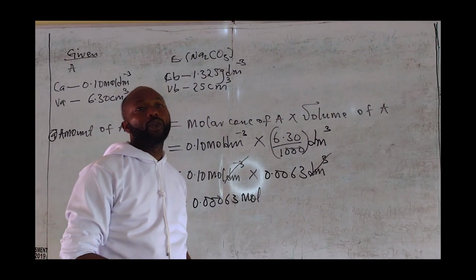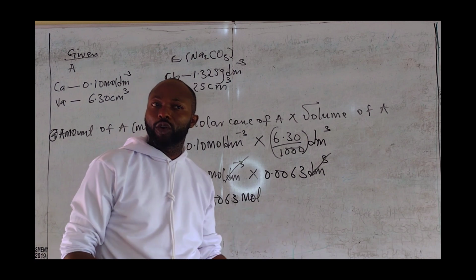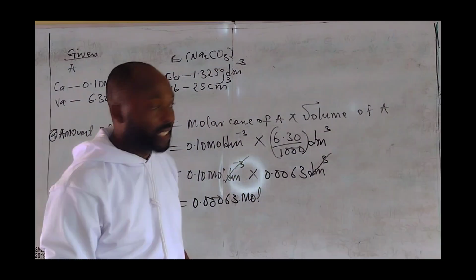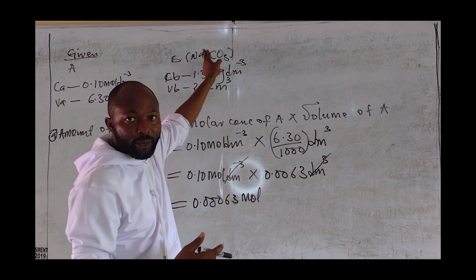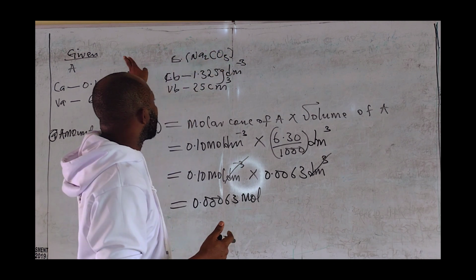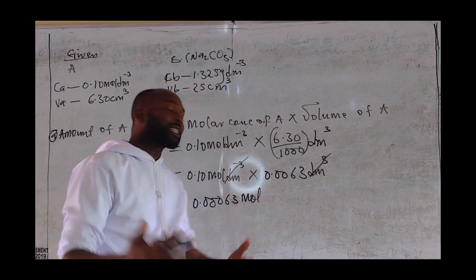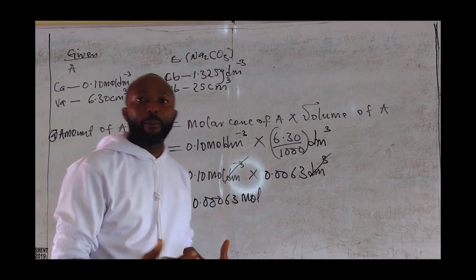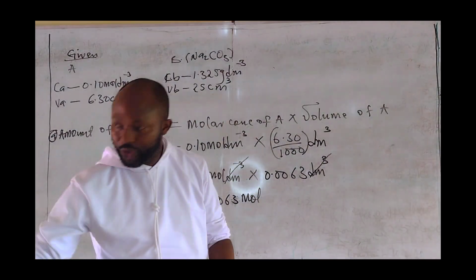The formula we're going to use is molar concentration equals mass concentration over relative molecular mass of the base. Because from here we can determine the relative molecular mass of sodium trioxocarbonate(IV), and we know the mass concentration since they've given that to us. So before we start solving for the amount of B, we first of all get the molar concentration of B. So that's what we do right now.